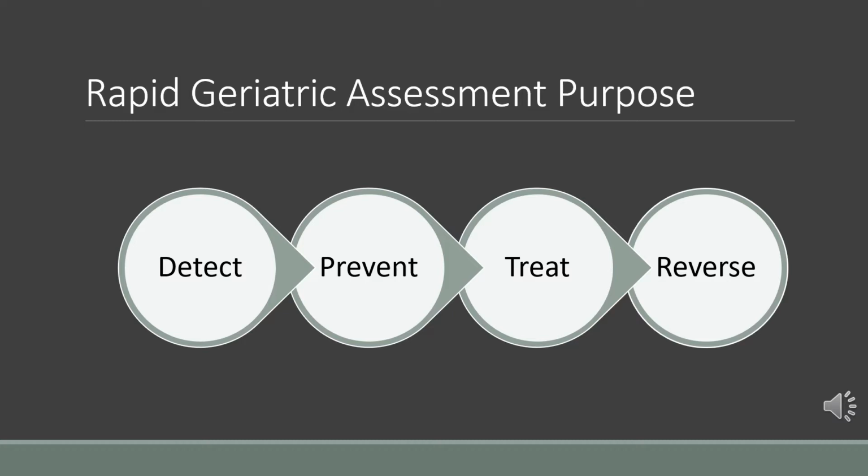Concerning scores on any of the individual screenings included within the RGA should trigger a referral for further assessments and management by members of the older adult's medical team. The goal of the RGA is to detect frailty, sarcopenia, malnutrition, and cognitive impairment. Early detection can often prevent further decline by helping the older adult obtain treatment, with the ultimate goal of potentially reversing or delaying the progression of the decline.